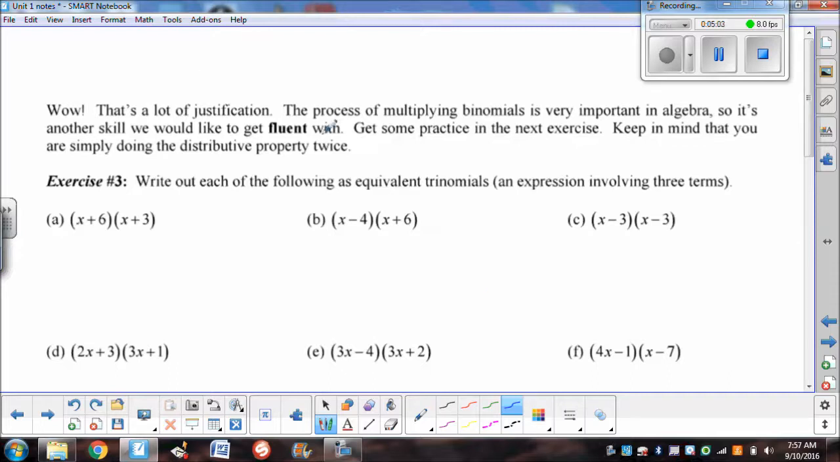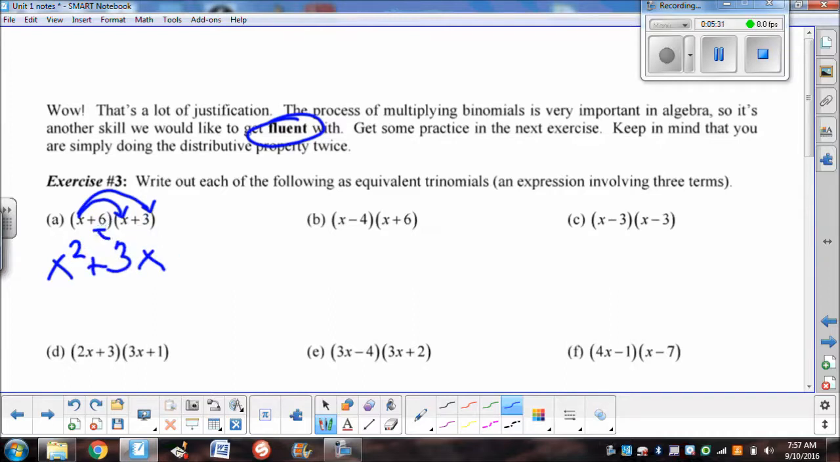This is something, there's that word again, that we're going to have to become fluent in. It's going to become very automatic because you're going to need to be able to do it rather quickly. Let's try this first one. I'm going to start with distributing. x times x is x squared. Remember, we're multiplying, and when you multiply, you add exponents. x times 3 is plus 3x.